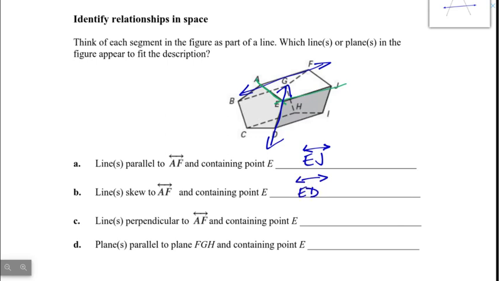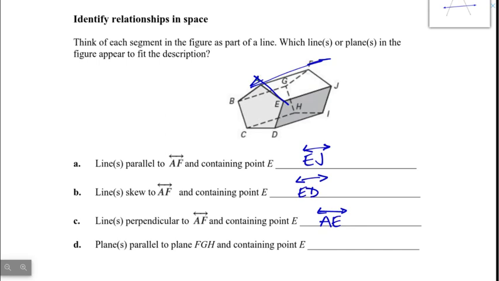Next up, line or lines that are perpendicular to AF and contain point E. Well, let's look at our reference line here again. So we have AF. We want lines that are perpendicular to that. So based on the drawing, and we are going to go based off the assumption that we see, we have AE as a possibility. And really, that's the only one that's going to be perpendicular or appear to be perpendicular and contain point E.